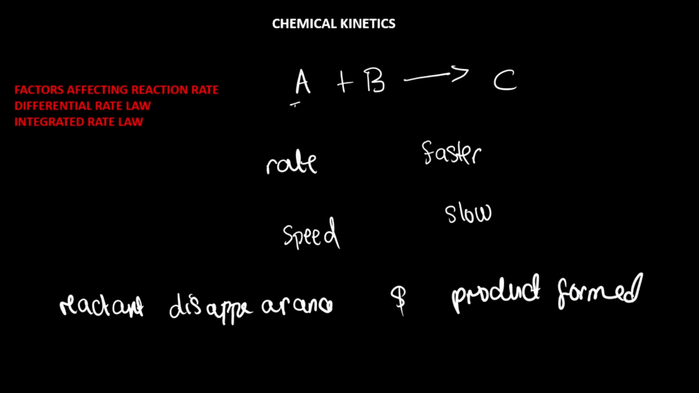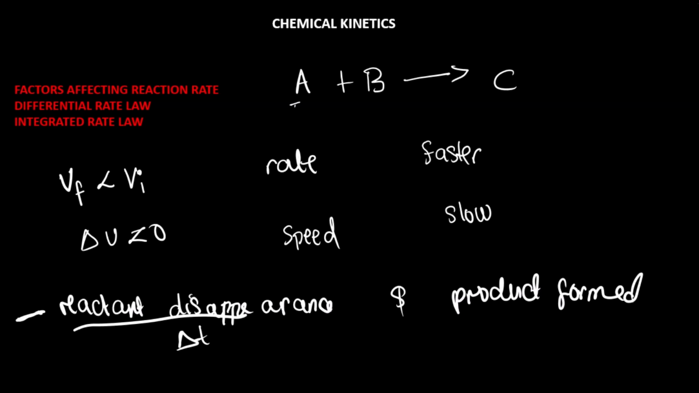Now, for the reactant disappearance, the final amount of reactants, now this could be concentration, it could be volume, or any other quantity used to determine the amount of reactants, let's say VF, would be less than the initial amount of reactant. So this means that the change in the amount would be negative, so it would be less than 0. Now, to account for this negative sign, when using reaction rates in terms of reactant disappearance, we include a negative sign, divided by the change in time.